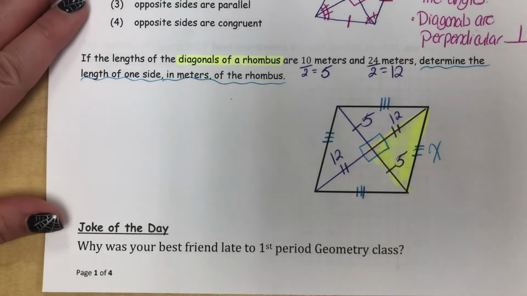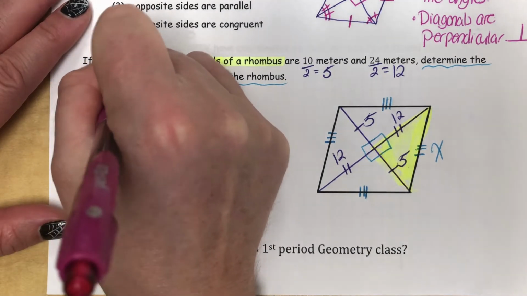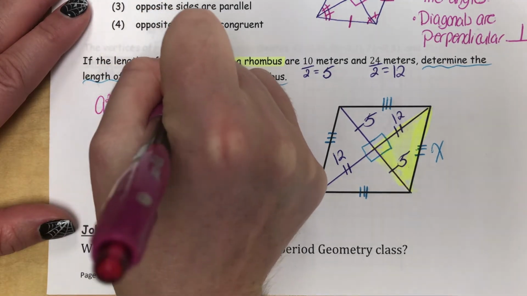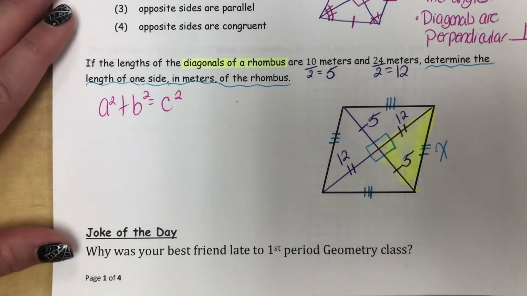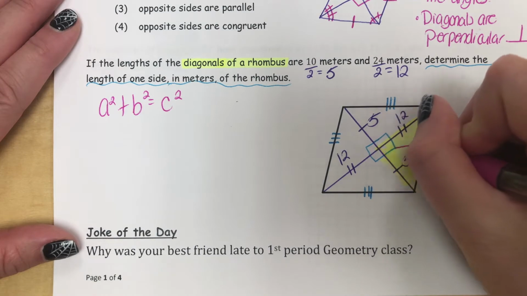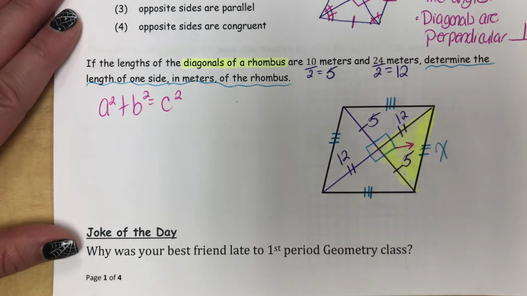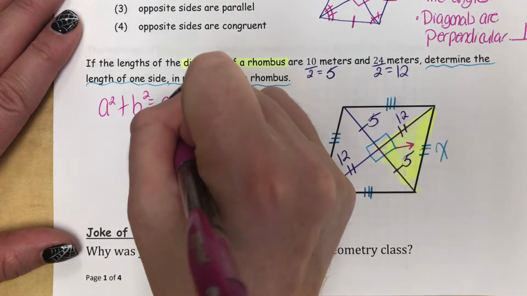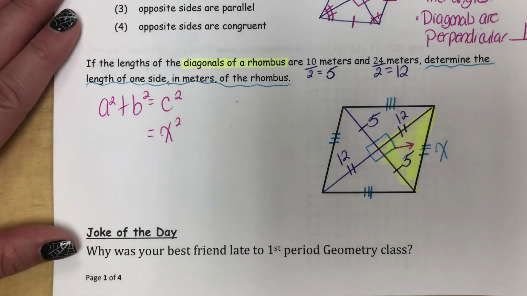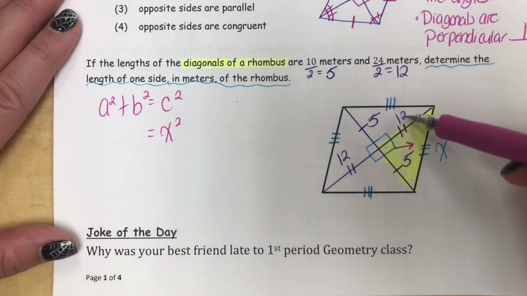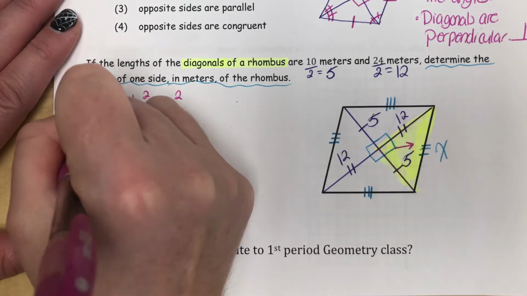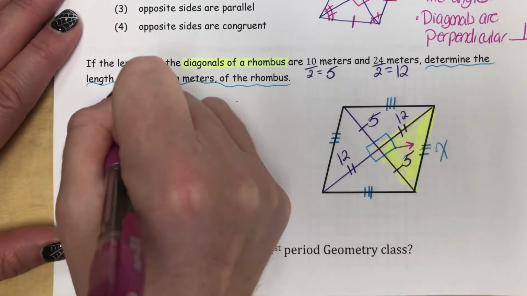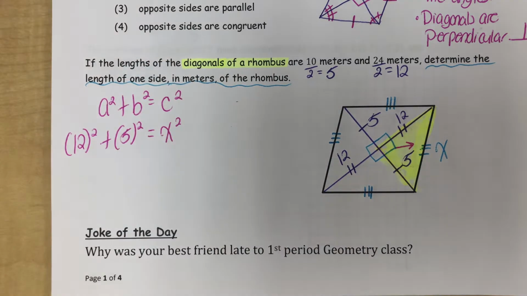Okay. Pythagorean theorem is a squared plus b squared equals c squared. I know that c represents the hypotenuse, and the hypotenuse is right across from the right angle. So I know that c is going to be represented by the variable x. So I'm going to have x squared. And I know that a and b have to be the 12 and the 5. So in parentheses, I have 12 squared plus 5 squared equals x squared.